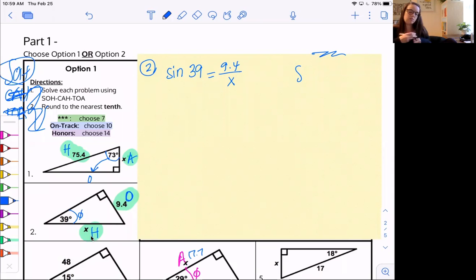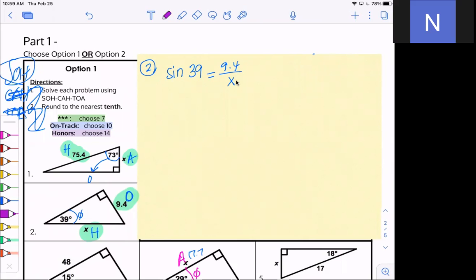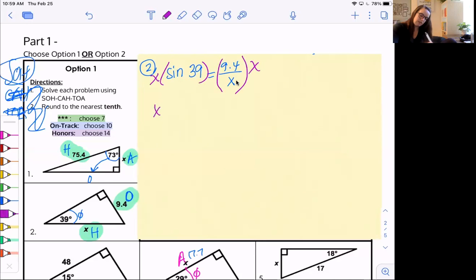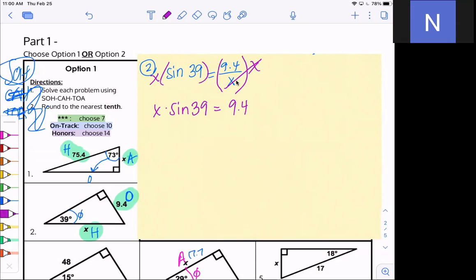All right. So you set up the equation like this, and then how did you solve it? Okay, so then I had to cancel it out. So I put x on both sides. Multiply by x on both sides, all right? So you have x times sine 39, these cancel, equals 9.4. And then what? And so I divided it.